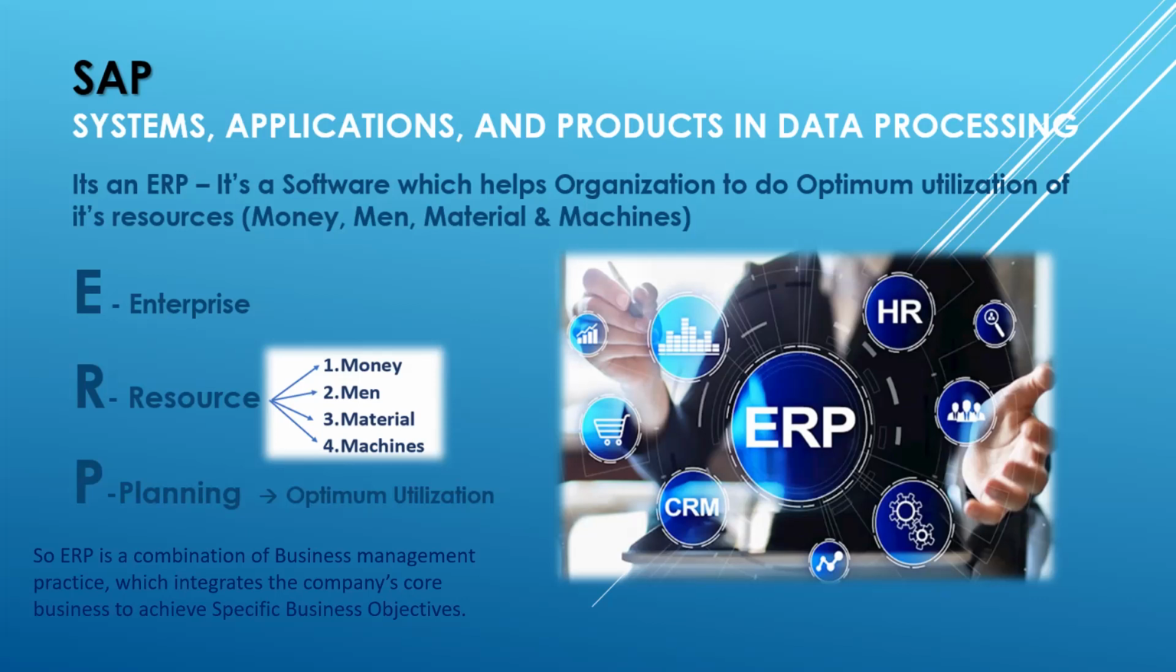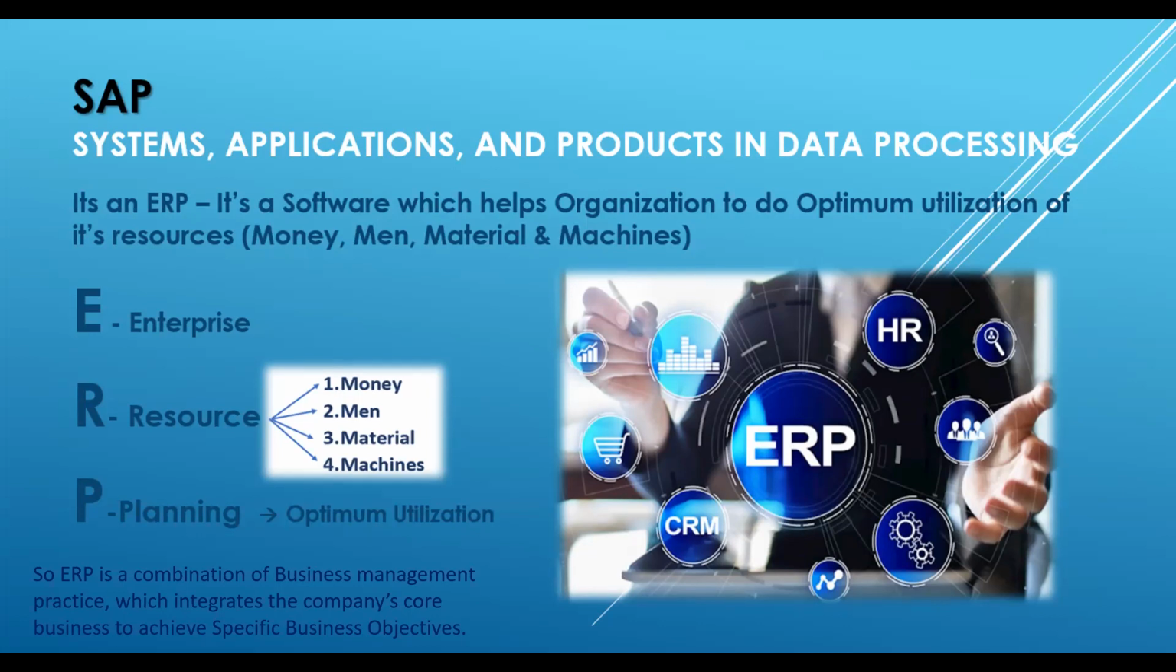In simple terms, ERP is the combination of business management practices which integrates the company's core business to achieve specific business objectives. When I say objectives, you might think, what could be the objective of a business? For any business, profit is the objective. Agree? For any organization, as I said, profit is mandatory. So we have to plan in such a way that we maximize the utilization of the resources.